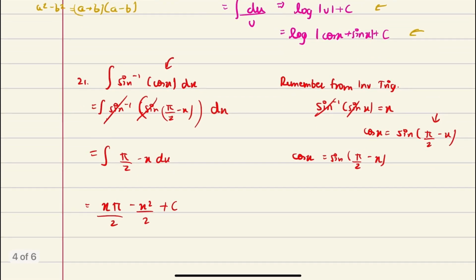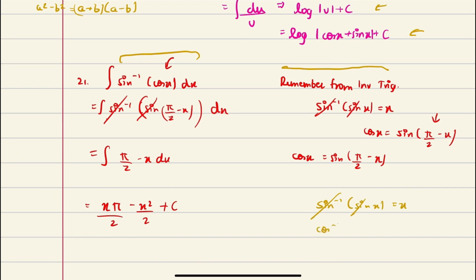All right, for question number 21, this question has an inverse function in it, so it might seem complicated, but it's actually really easy. So it's probably the easiest question in this exercise. What we want to remember from inverse trig that we learned earlier is that the inverse of a trig function and the normal trig function cancel out to just give x.